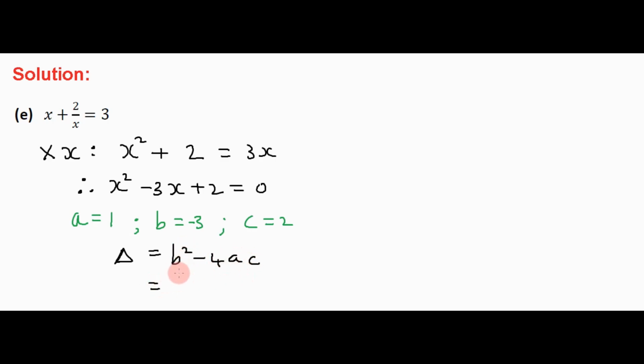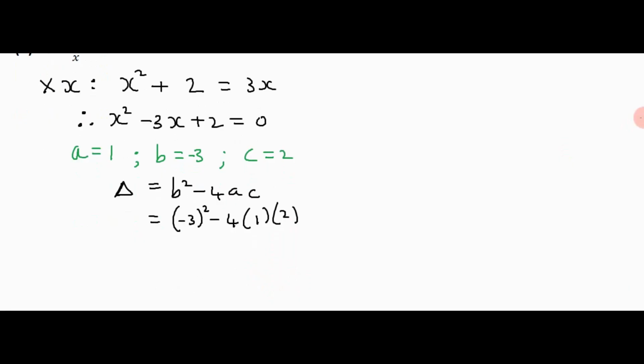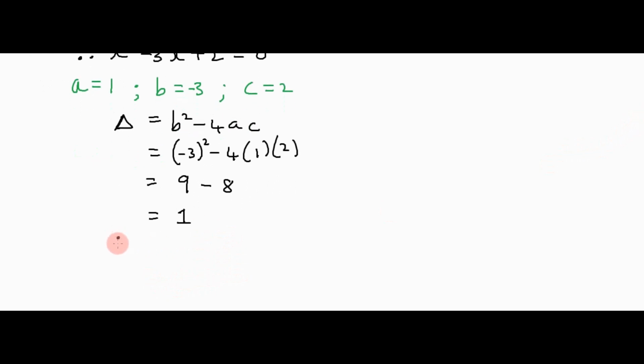So we get negative 3 squared minus 4 times 1 times 2. And this, of course, is 9 minus 8, which is 1. Now, 1 is a perfect square, so we can see that delta, therefore, is a perfect square.